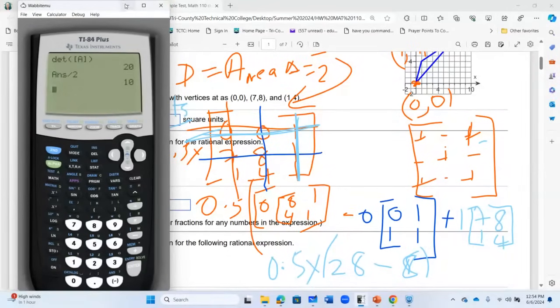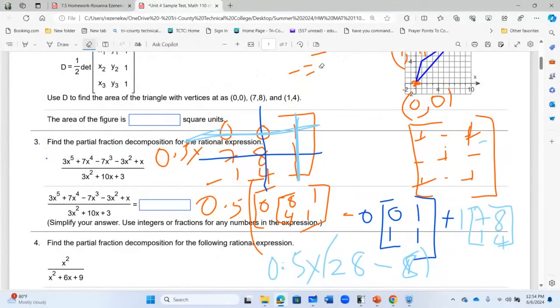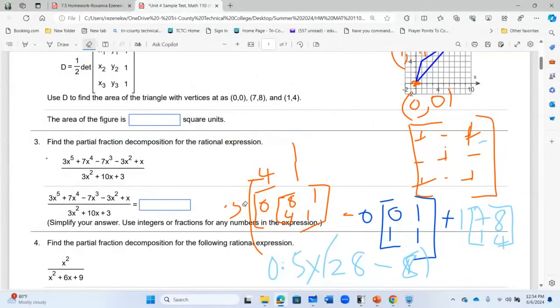Okay, if you're just coming in, we are working on determinants of 2 by 2 and 3 by 3, cofactors and minors of 3 by 3 matrices, and using them to find determinants.